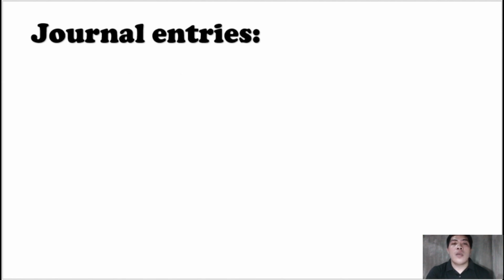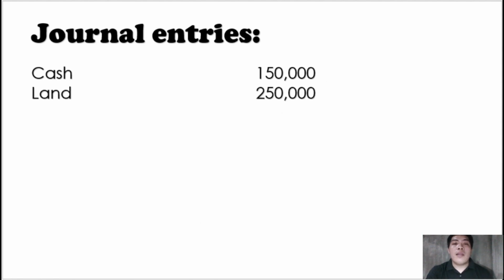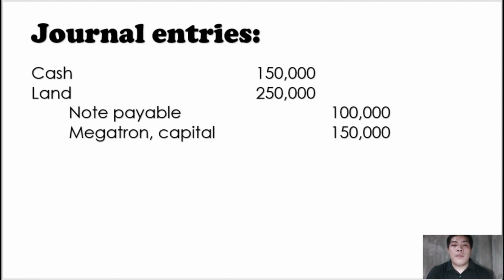So, to journalize, we have to debit cash, 150,000. Debit tayo ng land, 250,000. Then, credit tayo ng note payable. Bakit credit? Kasi nga, liabilities, normal balance as credit. Tapos, inassume siya ng partnership. Then, credit the respective capital accounts of the partners.